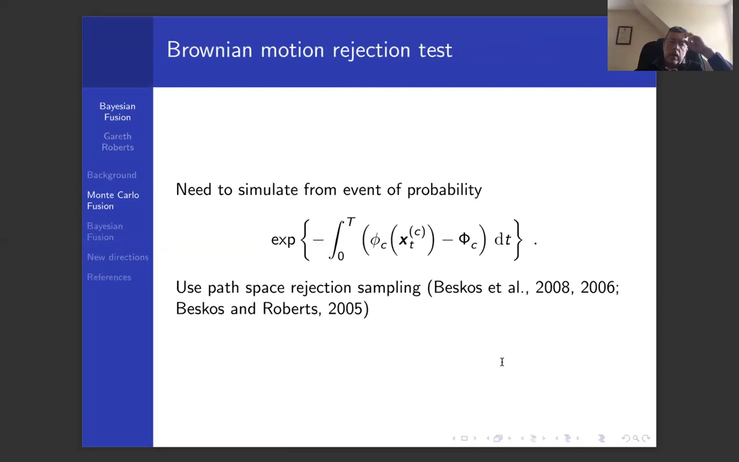Each of these rejection steps in its own right basically looks like needing to simulate from an event of a probability given by the expression there. But that is a standard routine that we can do using path-based rejection sampling, which is a technique that's been around for some 15 years now, and something that we can routinely apply in this context. So there's quite a lot going on there.